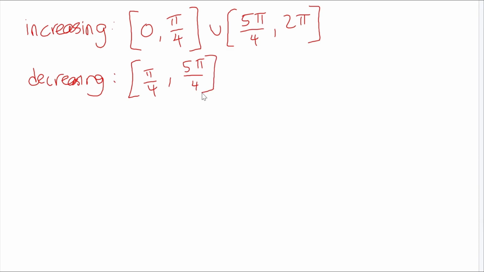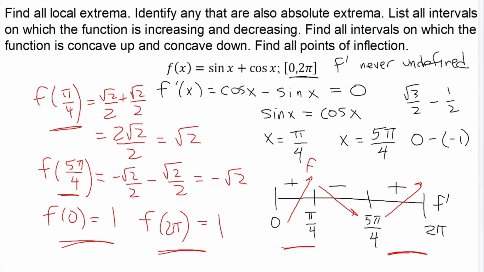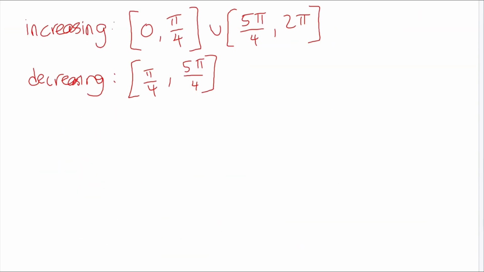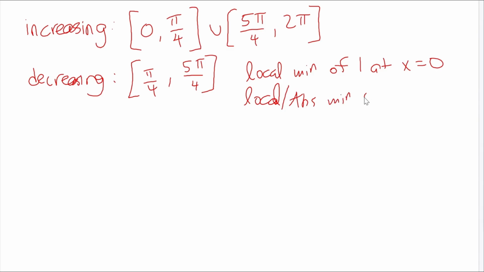And then we had our minima. So if we look back there, our minima were at 0 and at 5 pi over 4, with the one at 5 pi over 4 being the absolute. So we'll say we have a local min, only local min, of 1 at x equals 0. And we have a local and absolute min of negative root 2, and that one was at x equals 5 pi over 4.